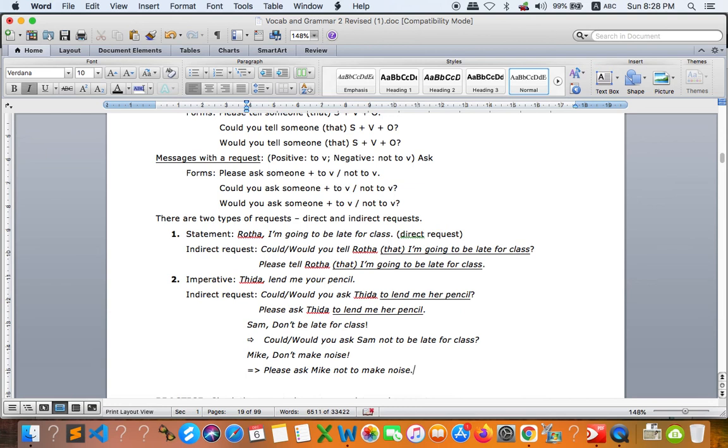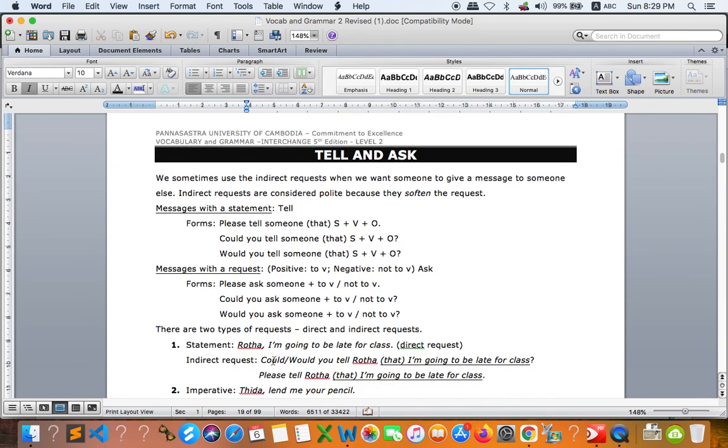All right, so you see that you have ways to use indirect requests to soften the request. Sometimes you say, "Mike, don't make noise." It is informal, it's not polite enough. So in order to soften that: "Please ask Mike not to make noise." It's like you ask someone else to talk to Mike, so that your request seems politer, or more polite.